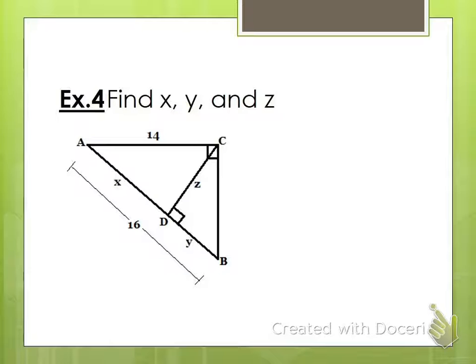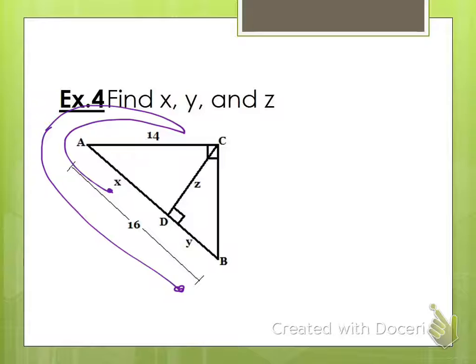And on this one, we would be using the boomerang method, so to speak. If it helps you to draw the little boomerang picture, you can. You don't necessarily have to. So, who thinks they know what would go in that proportion? Yes, ma'am. X over 14 equals what? Close. John? 14 over 16.